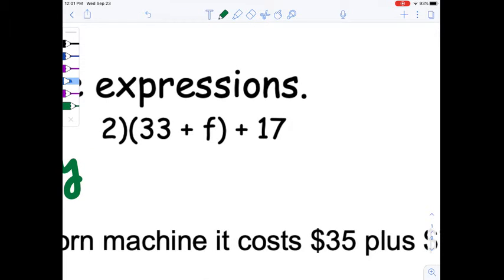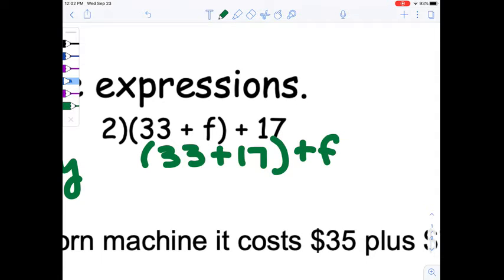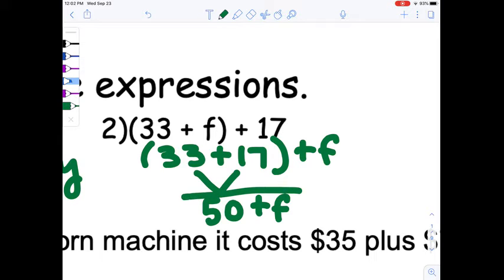Number 2, 33 plus f plus 17, we can use the associative property of addition and switch this up so we can do 33 plus 17 in parentheses plus f. Then I can combine 33 plus 17, which is 50 plus f. I can't combine those because they aren't like terms, so that is my answer.